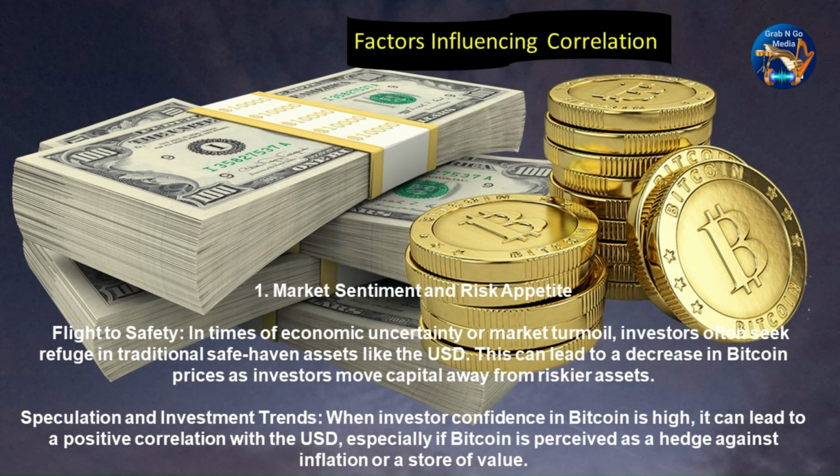Factors influencing correlation. 1. Market sentiment and risk appetite. Flight to safety. In times of economic uncertainty or market turmoil, investors often seek refuge in traditional safe haven assets like the USD. This can lead to a decrease in Bitcoin prices as investors move capital away from riskier assets. Speculation and investment trends. When investor confidence in Bitcoin is high, it can lead to a positive correlation with the USD, especially if Bitcoin is perceived as a hedge against inflation or a store of value.